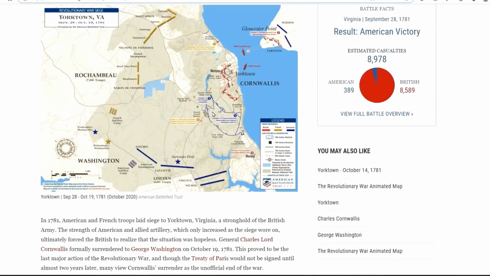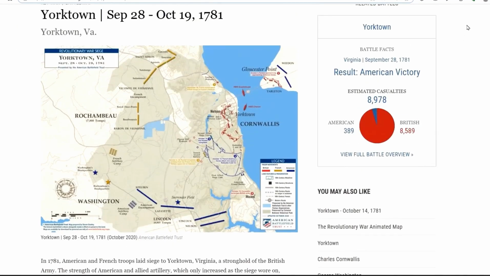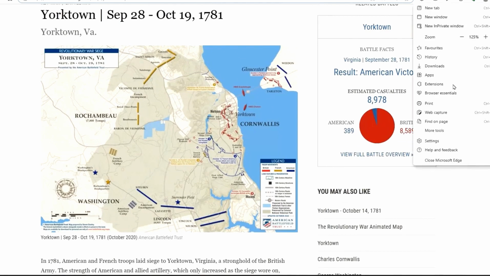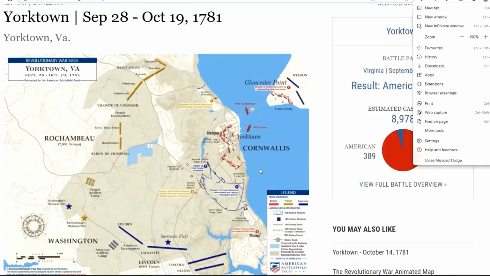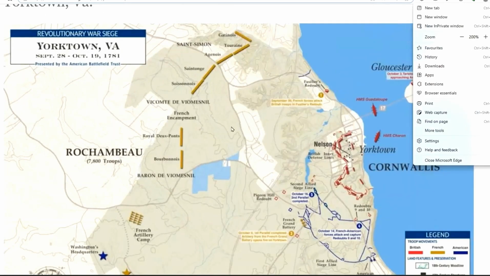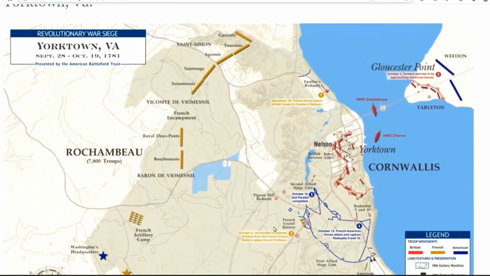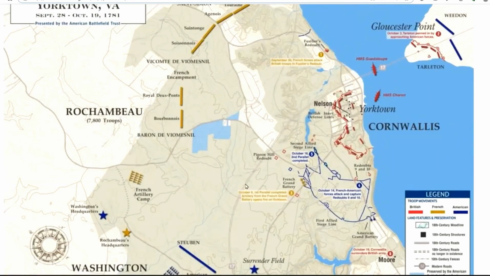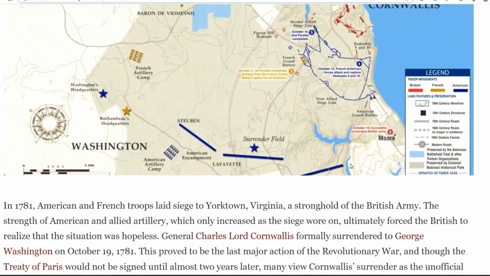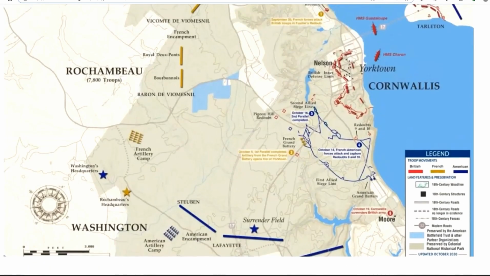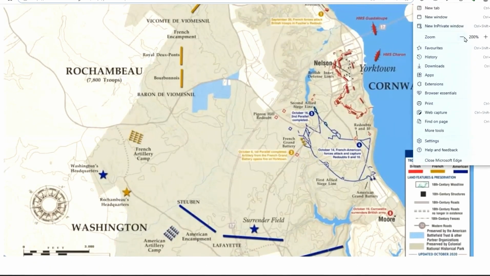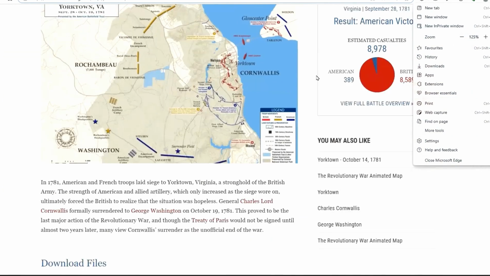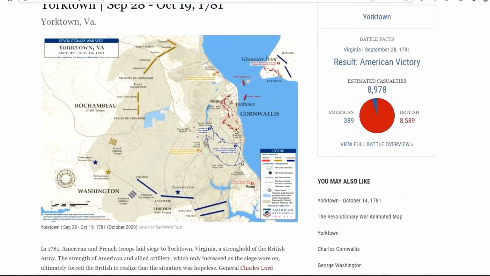And they've also provided quite a detailed map of the battlefield. And we can zoom in and we can see that here we have the French forces and here we have the American forces. So wait a minute, I thought this was an American victory.